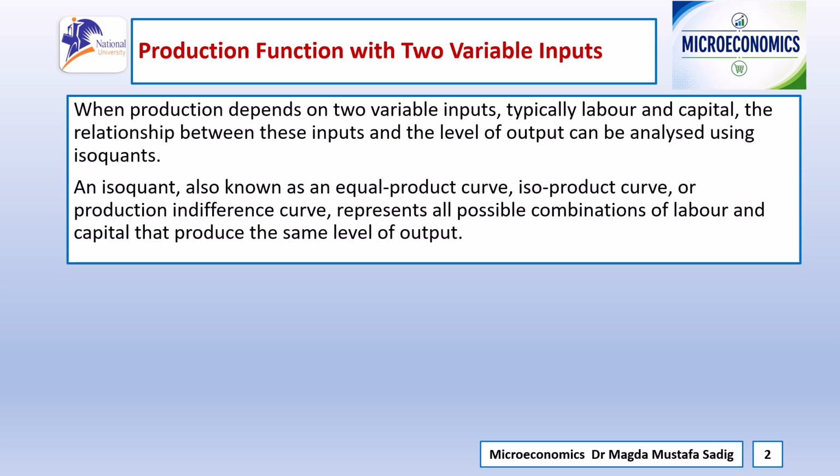An isoquant is similar to an indifference curve in consumer theory. However, instead of representing equal satisfaction, an isoquant represents equal quantities of output. Each point on an isoquant shows one possible combination of labor and capital that produces the same level of production.